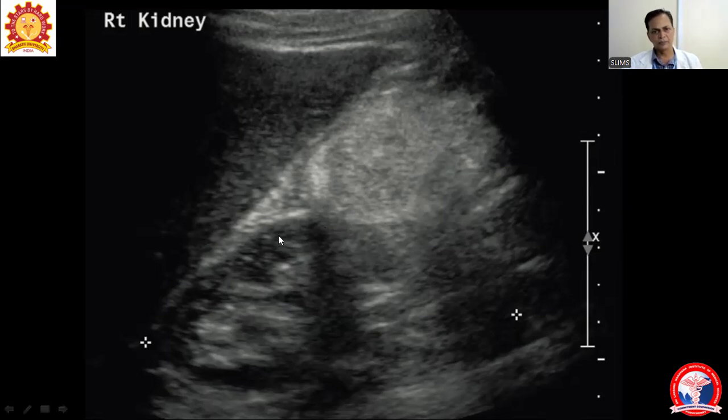On ultrasound, it is exactly the opposite. The renal parenchyma is isodense, or in general terms, a little darker, but the angiomyolipoma region appears hyperintense, hyperechoic. It is showing more signals, so more echoes are seen. This is a hyperechoic lesion involving the renal parenchyma. So this is angiomyolipoma.